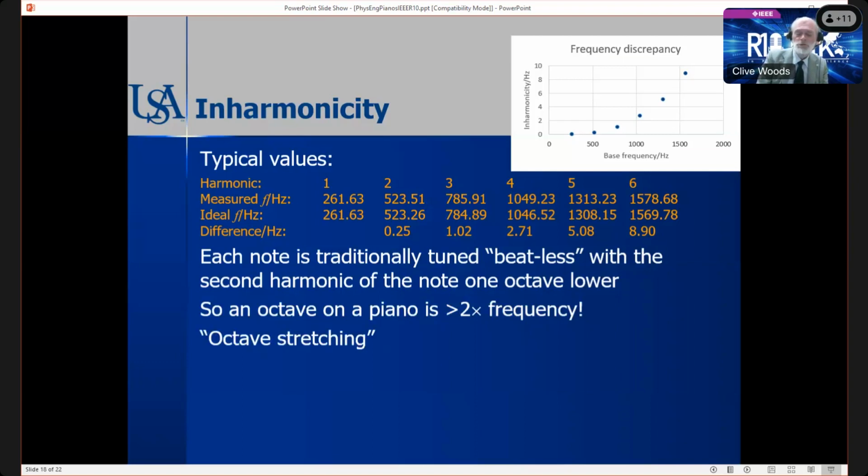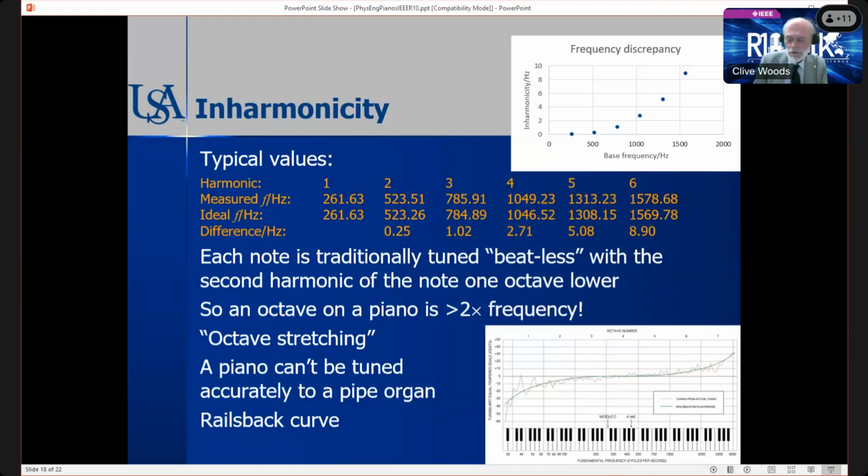So we call that octave stretching. The octave intervals on a piano get progressively sharp as you play up towards the top of a piano. A pipe organ is almost perfect acoustically, and that means that we can't tune a piano accurately to a pipe organ. And the deviation from ideal is called the Railsback curve, and there's the Railsback curve for a typical piano. The average is the green curve, and the actual data is the rather noisy grey curve behind it.